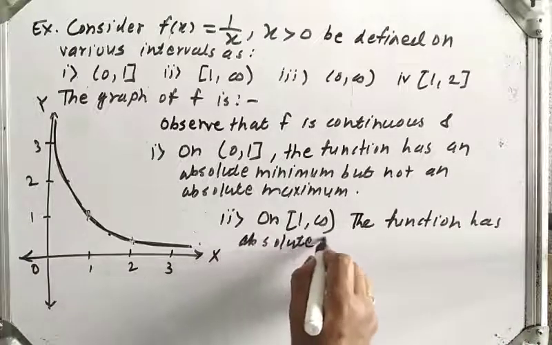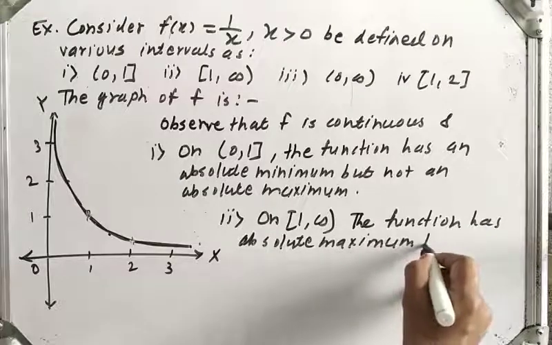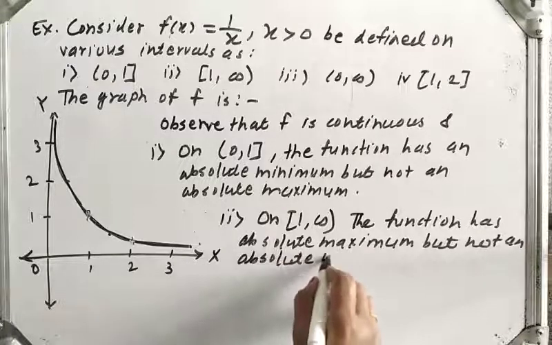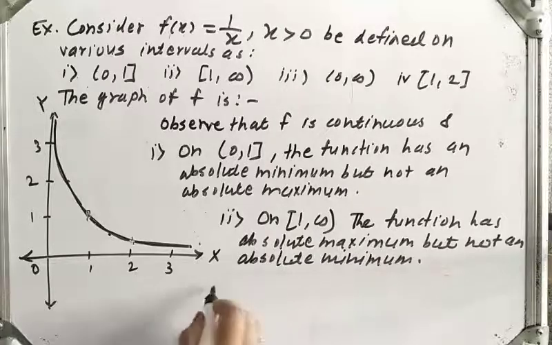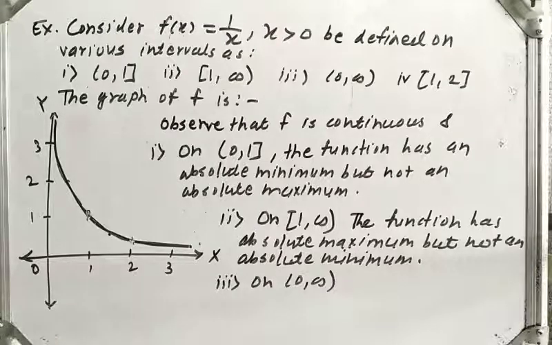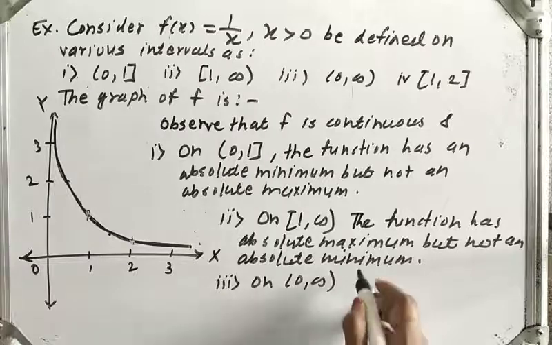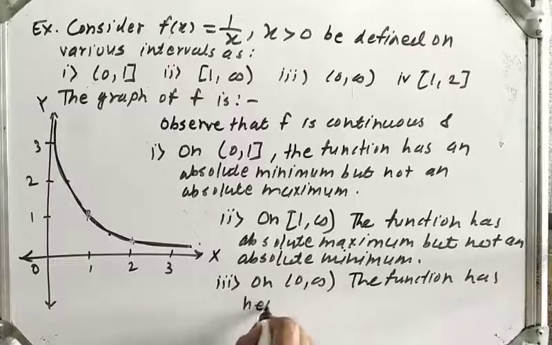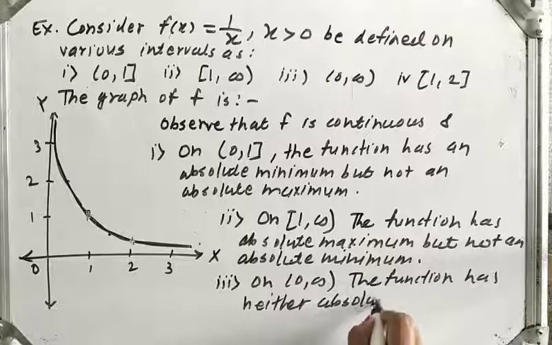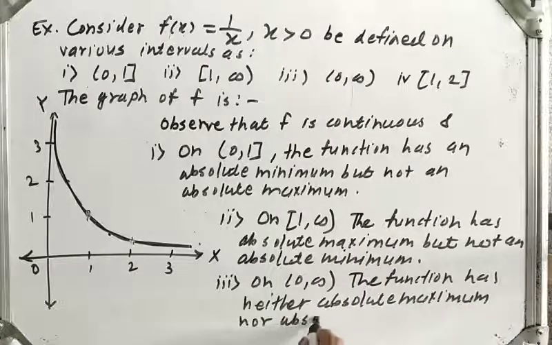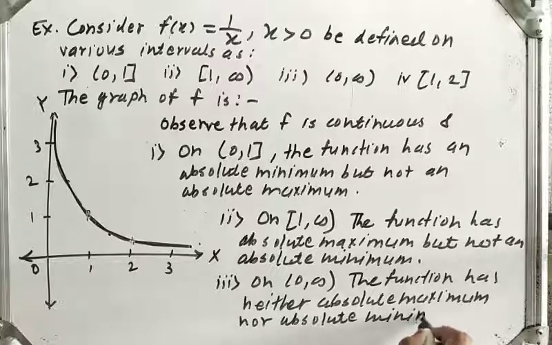For the second, on the interval 1 to infinity, the function has an absolute maximum but not an absolute minimum. Third, on which interval? 0 to infinity, the function has neither an absolute maximum nor an absolute minimum.